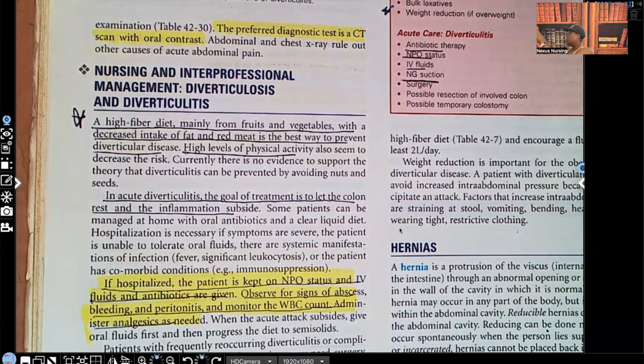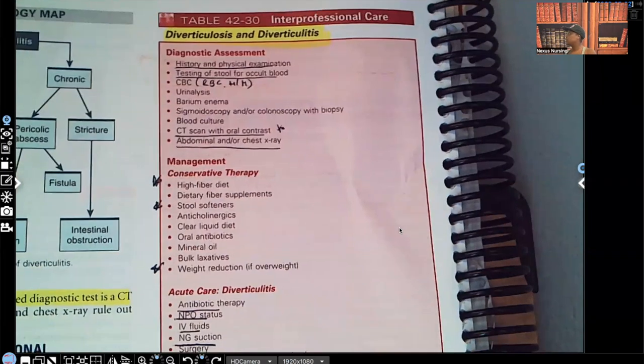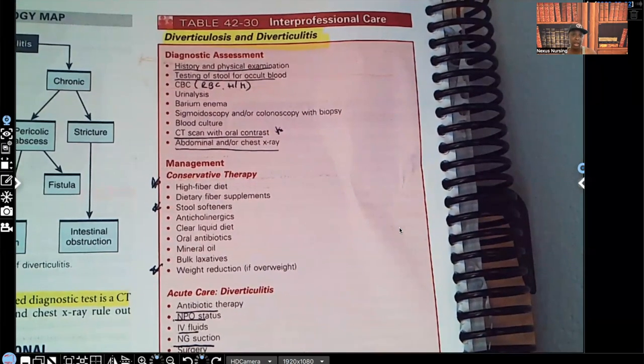One more thing I want to show you guys. Take a look at this table. It goes over the interprofessional care. The first one, diagnostic assessment. Of course, you're going to get a history on your patient. Remember those risk factors, high fat, high meat diet, that the patient has a low fiber diet. You know, they're inactive. You're going to get a history, physical exam.